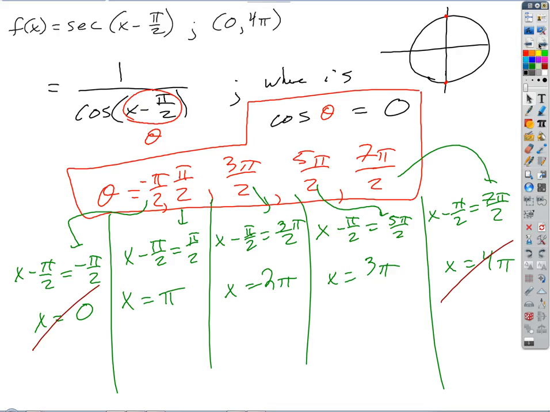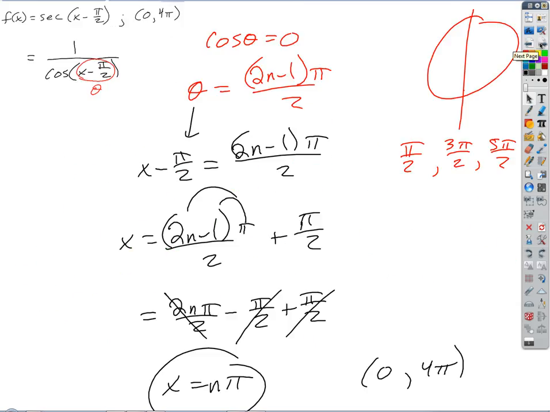So here's the page where we found the zeros of the denominator, right? We just called this whole thing theta, and the cosine of theta equals 0 when theta is any odd multiple of pi halves. We found what all those were, but then we determined there was probably an easier way to do this. Cosine of theta equals 0 when theta equals, generically, an odd multiple of pi halves.